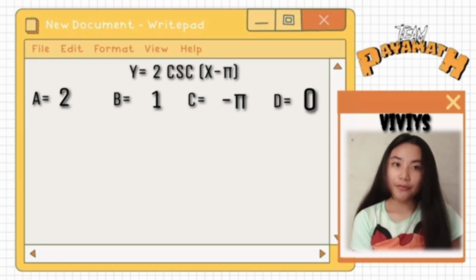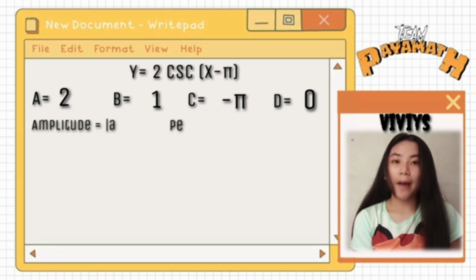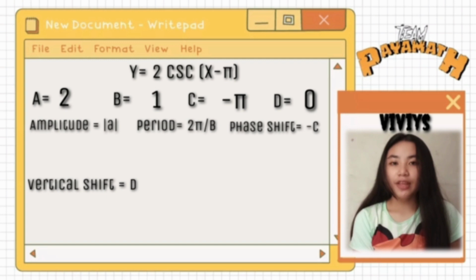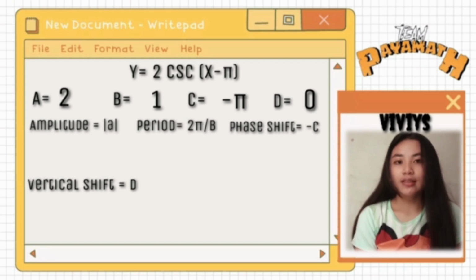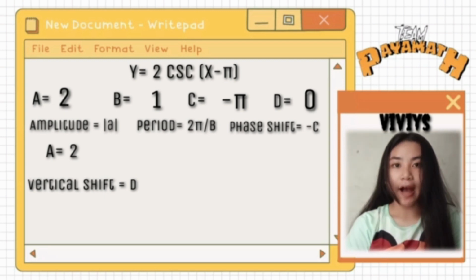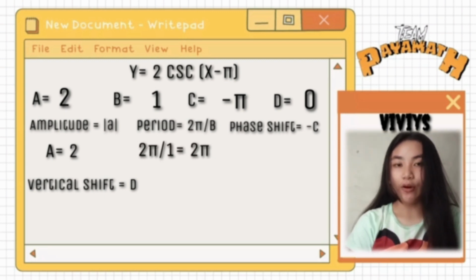After identifying the values of a, b, c, and d, we can now identify the amplitude, period, phase shift, and vertical shift. Let us now substitute. For amplitude is equal to the absolute value of a. Since a is 2, therefore, our amplitude is equals to 2. Period, we have p is equals to 2 pi over b. Since b is equals to 1, we need to substitute 1. Simplifying 2 pi divided by 1 is equal to 2 pi. So our period is 2 pi.